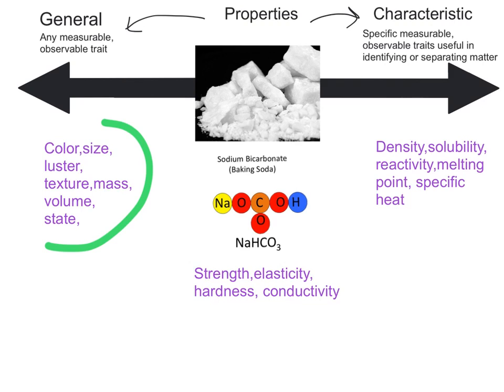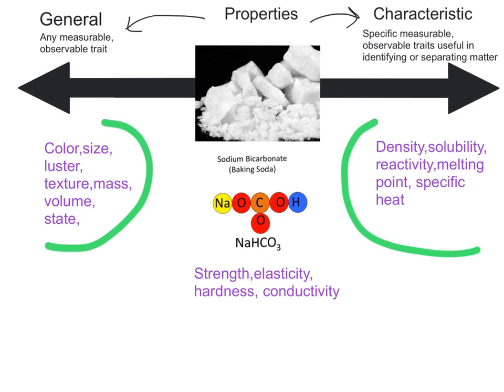All of them have about the same texture. I had about the same mass and volume of each one out there, right? They all were little small piles, and they're all in the solid state. So even though all those things describe those powders, none of them help us distinguish one powder from another. Skip over the middle for a second and come over here and look at these properties. By comparison, characteristic properties are useful in separating one of those powders from another.